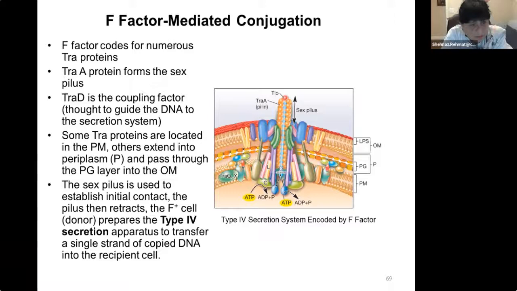Are we okay? So different TRA proteins, TRA is always for transfer through conjugation. So the TRA proteins are definitely all coded in the F factor of the donor.